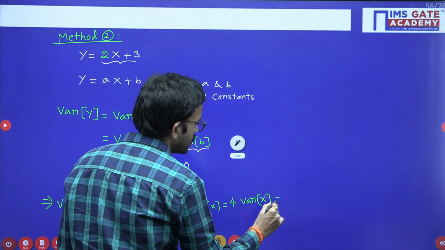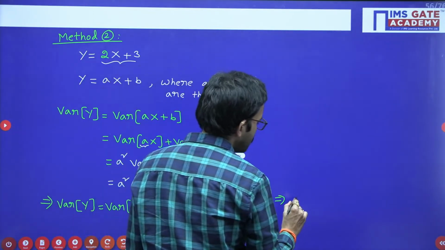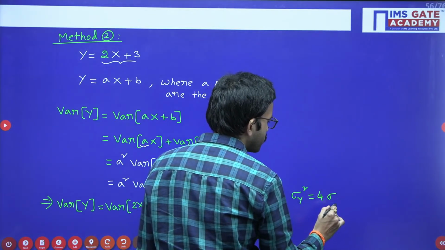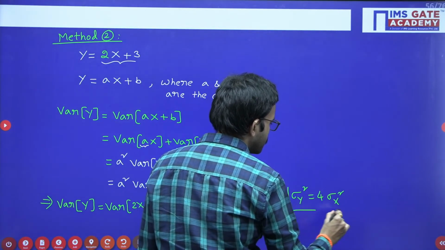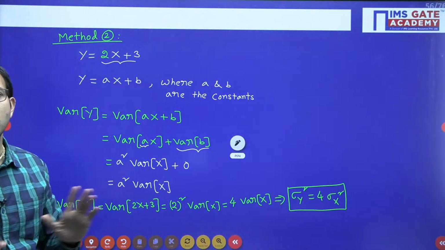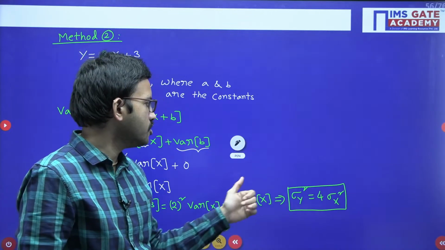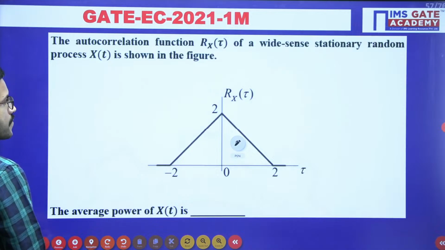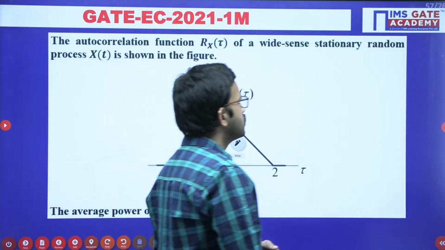According to the given notations, we can write this equation as sigma y square equal to 4 times sigma x square. If you know the properties of variance, without using pen and paper, directly you can choose option B. Right. So the next question, all of you give a try.